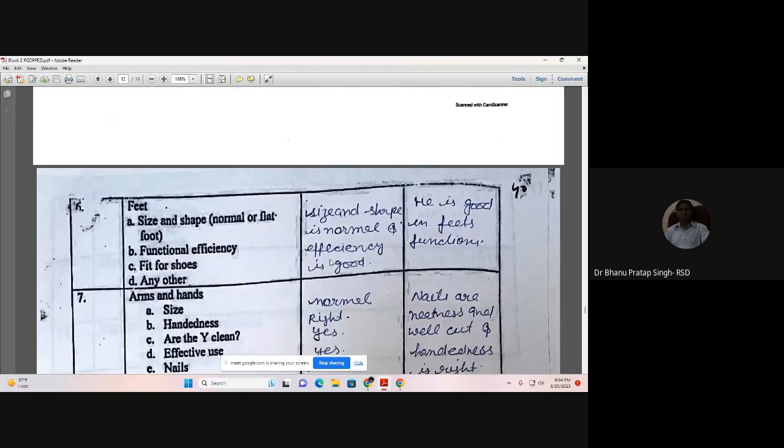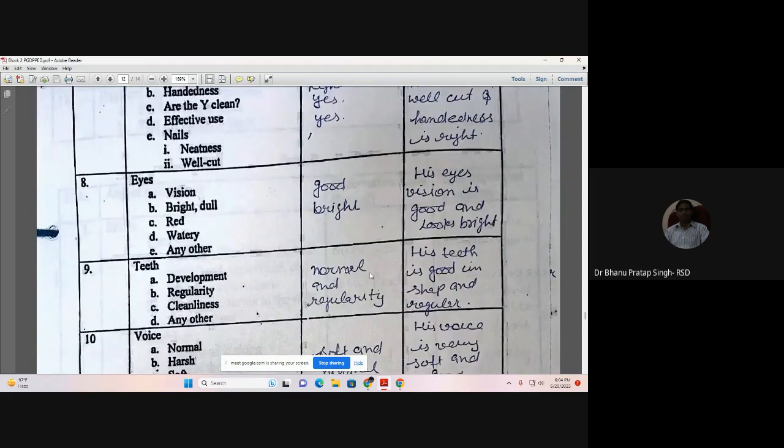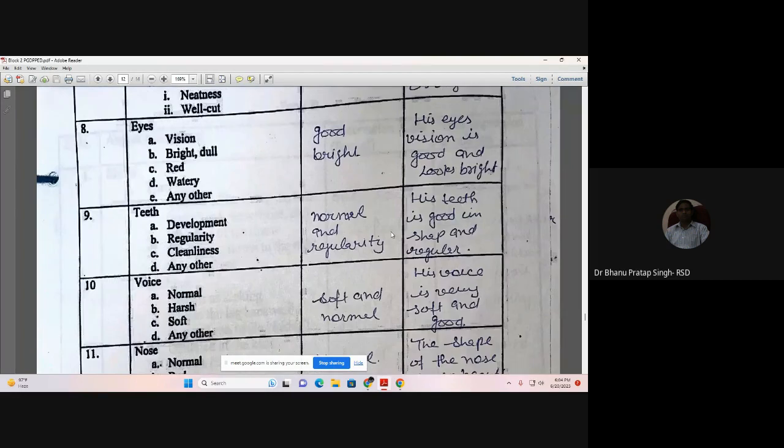That is good, and there is some basic information about arm and hand, eyes. See what I am talking about. If the eyes are red, that child may suffer from some disease or allergy. So that particular child has to be chosen. His eyes were good, bright. Then she has written the observation: his eyesight is good and looks bright. So you have to do nothing, just write factual things.